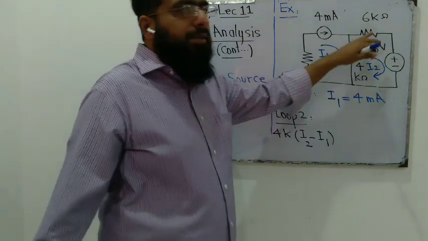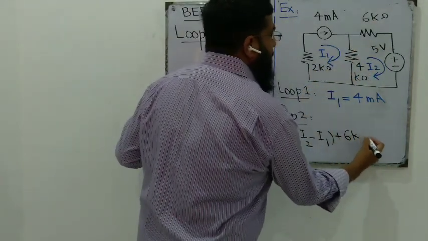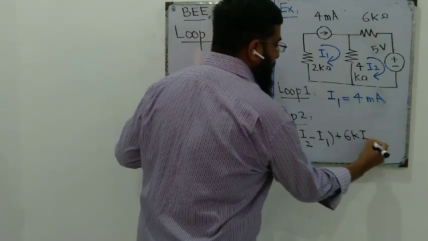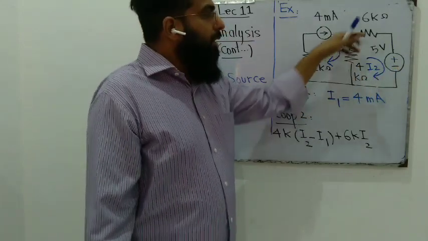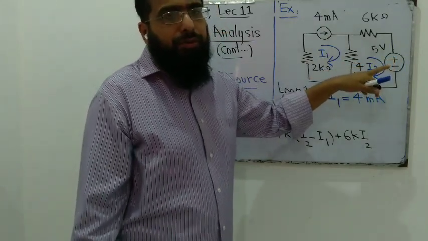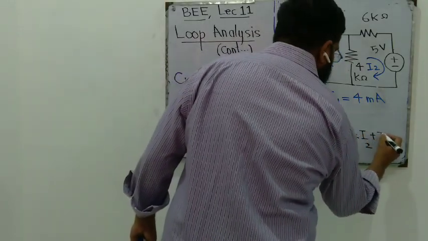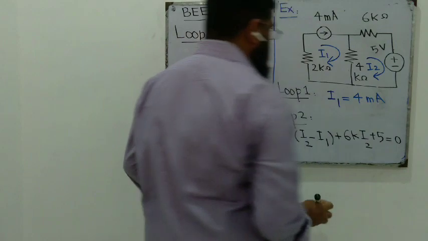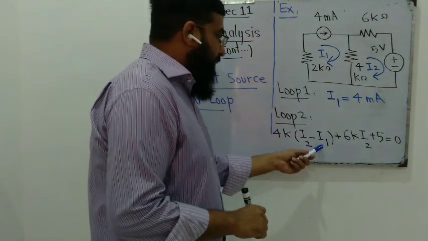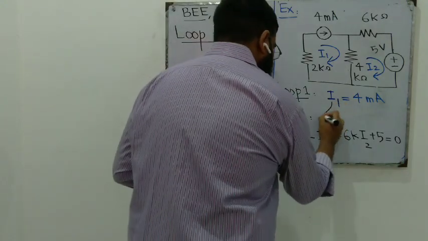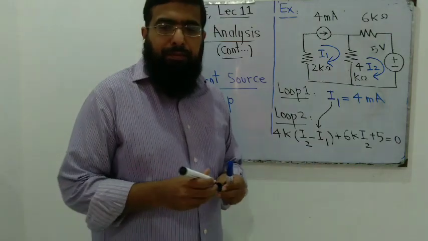Then we have the 6K resistor. The only current flowing through this 6K resistor is I2. And then the 5 volt source: since the current enters from the positive side of this source, it is considered a voltage drop and we write it positive. Plus 5 is equal to 0. We know I1, so if we put I1 here, we'll have one equation and one variable that we can solve easily.